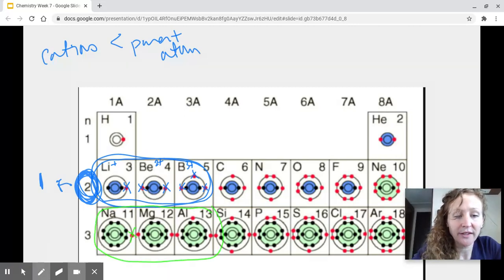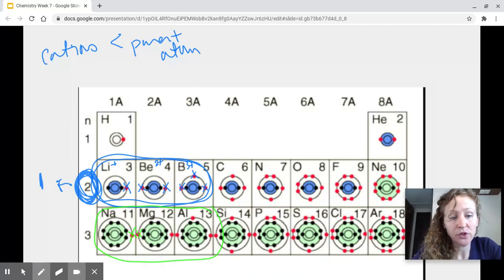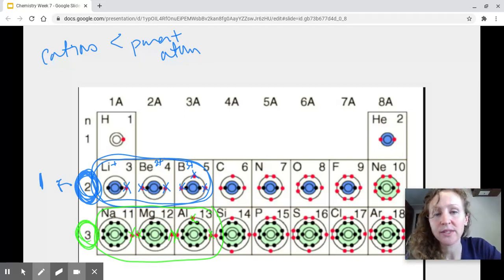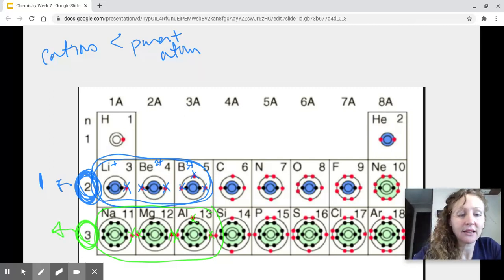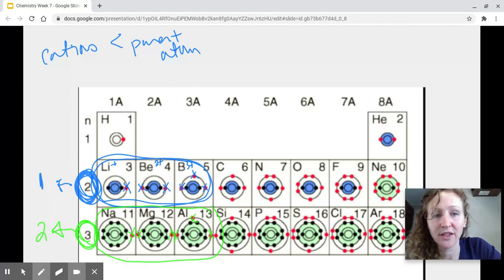Sodium's going to lose 1 electron, losing its 3rd energy level. Magnesium will lose 2 electrons, also losing its 3rd energy level. Aluminum will lose 3 electrons, also losing its 3rd energy level. So while the parent atoms in the 3rd period all have 3 energy levels, the cations in that 3rd period actually only have 2. So again, the cations are going to be smaller than the parent atom.